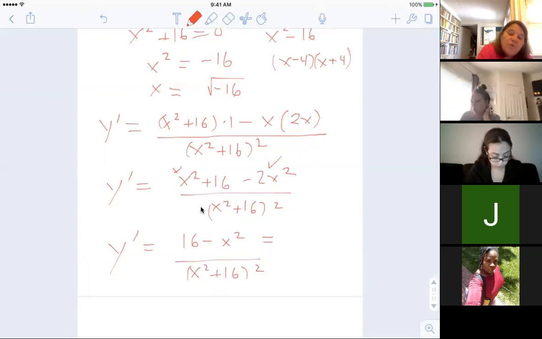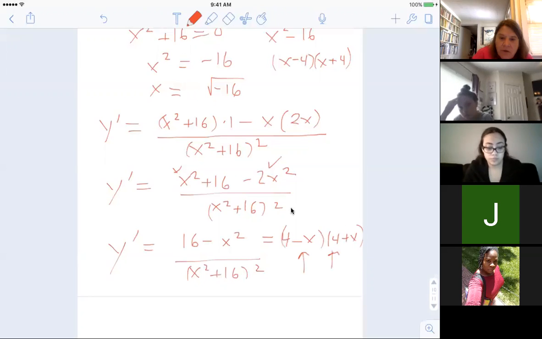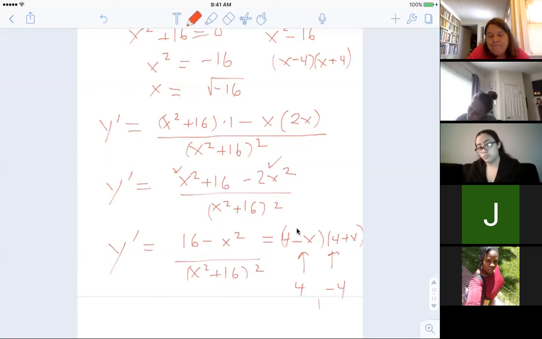The difference of two squares. Yes, it will. 4 minus x, 4 plus x. Good. So what would make those two things 0? What would make this first one 0 there, guys? 4 and negative 4. 4 for the first one, negative 4 for the next one. Those are the critical numbers. If you want to find out increasing and decreasing, you put them on the number line and do what we did.